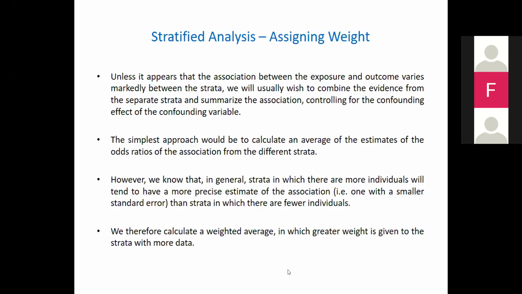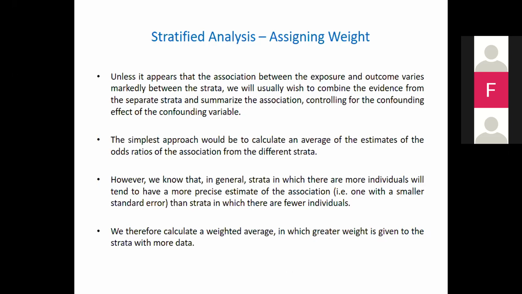So let me quickly go into the way they put the weight. So how do you do the stratified analysis? Let's say we want to do it by hand now. Unless it appears that the association between the exposure and outcome varies markedly between strata, we usually wish to combine the evidence from the separate strata and summarize the association controlling for confounding effect.